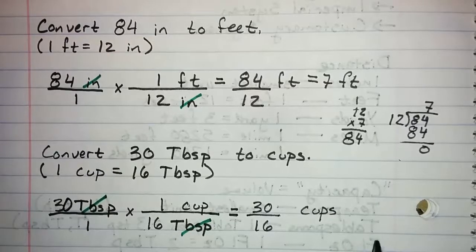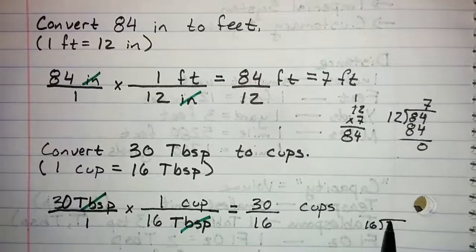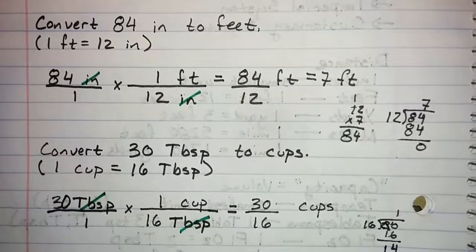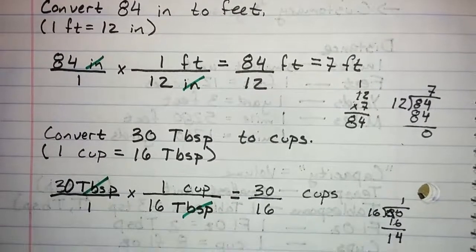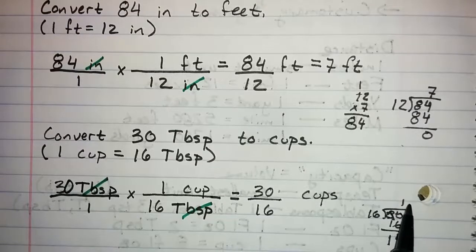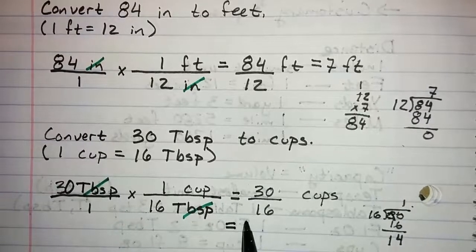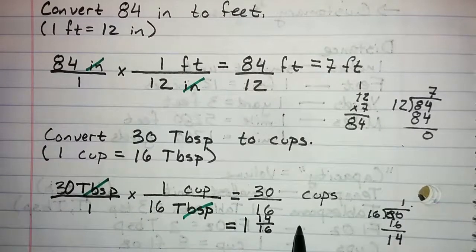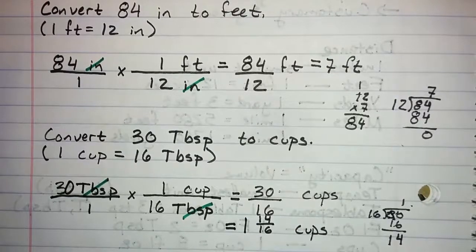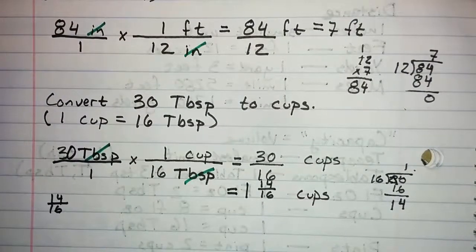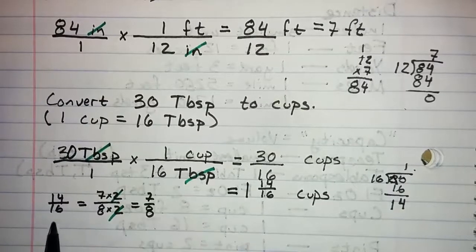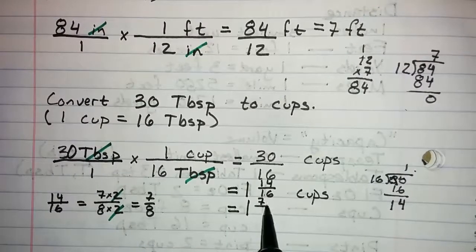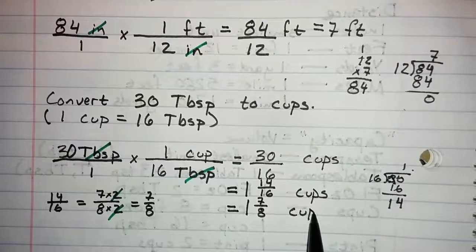Doing this division, I think 16 only goes into 30 once. 10 minus 6 is 4, 2 minus 1 is 1. Yeah, so I have 30 divided by 16 is 1 whole cup and 14/16 of a cup. We can simplify this fraction. 14 and 16 have a common factor of 2, so 14/16 is the same as 7/8. This is 1 and 7/8 cups.